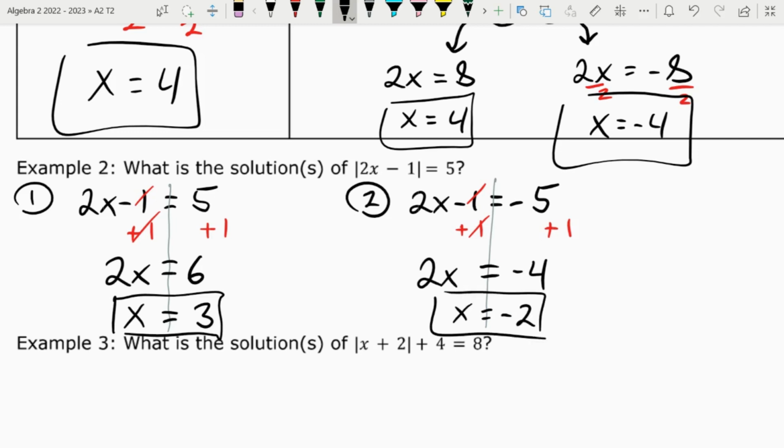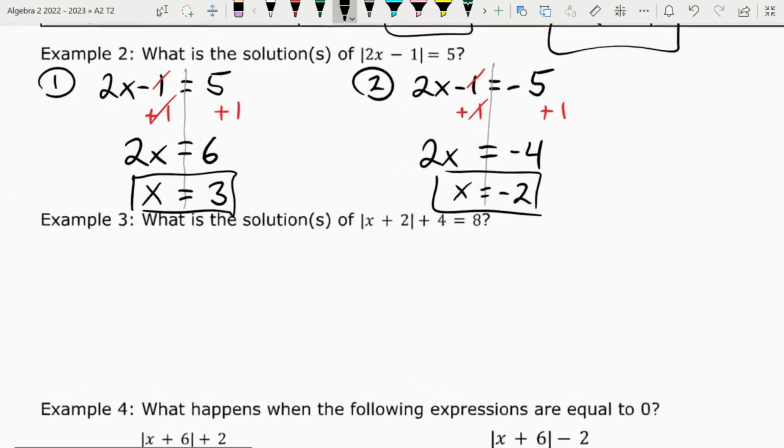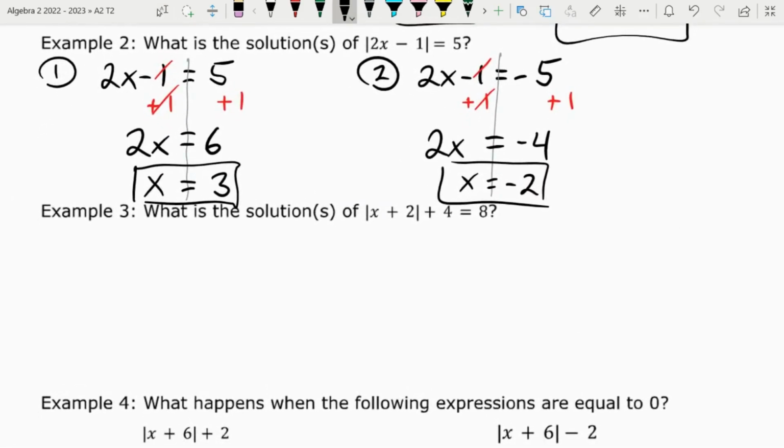Okay, so two different solutions. Once again, two different solutions. Okay, example 3, I will leave up to you. You know what? I'll do example 3 with you.